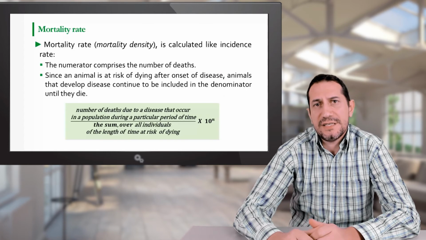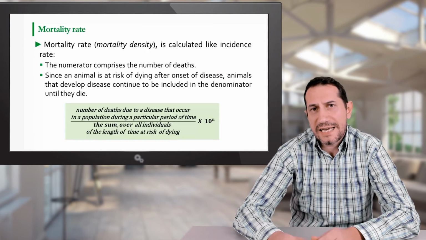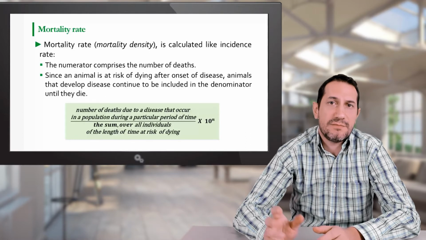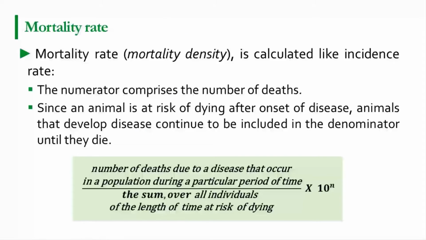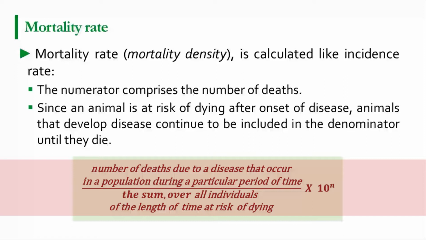The mortality rate is another measure which is more like the incidence rate rather than the cumulative incidence, so it has a time component as well. The numerator is the number of deaths due to a disease that occur in a population during a particular period of time, over the sum of the total time of all animals which have been at risk of dying in that population. The timing is important because in the denominator we include the time at risk of dying of all animals in the population.